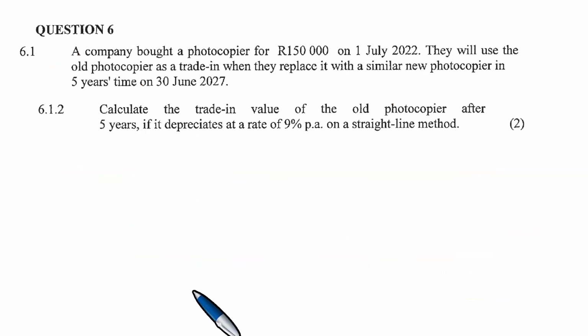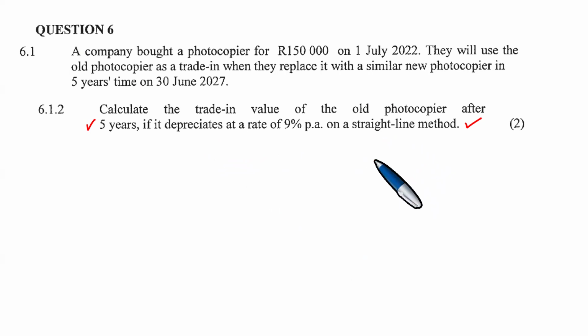Right, a company bought, it's the same story, a photocopier for 150,000 on 1 July 2022. They will use the old photocopier as trade-in when they replace it with a similar new photocopier in 5 years' time on the 30th of July 2027. Calculate the trade-in value of the old photocopier after 5 years, if it depreciates at a rate of 9% per annum on a straight line method. What formula do we use if we speak about depreciation on a straight line method?